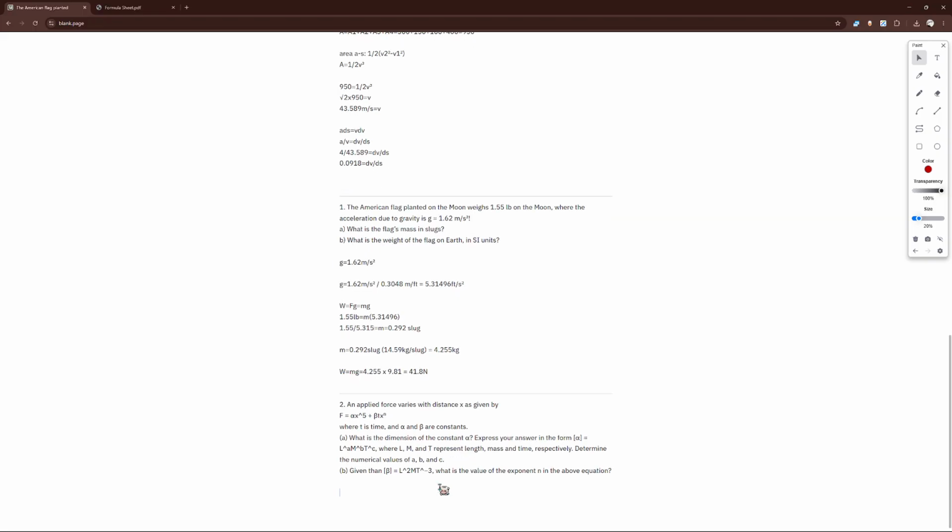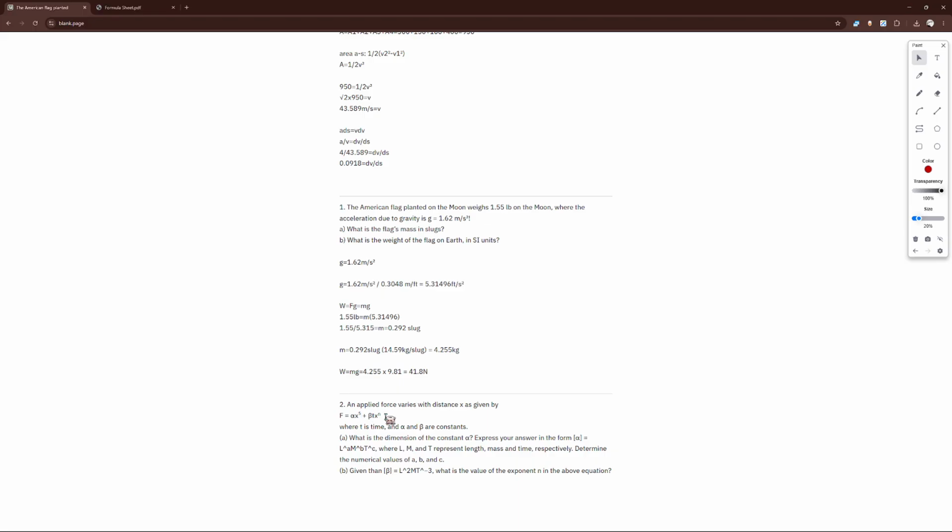There you go. So let's solve A. We have an applied force that varies with x, okay, as given by A. F is equal to alpha x to the power of 5. I don't know why this didn't. There we go.